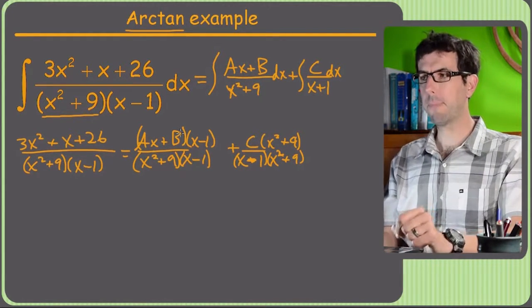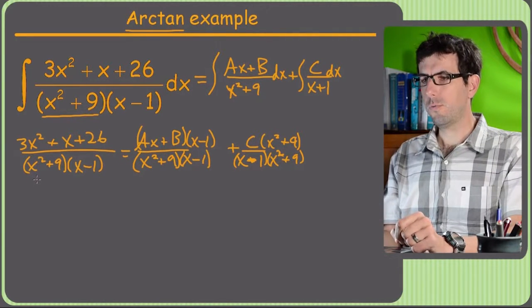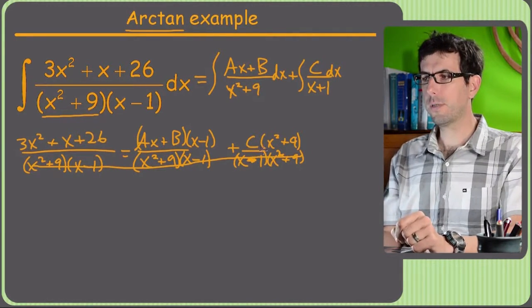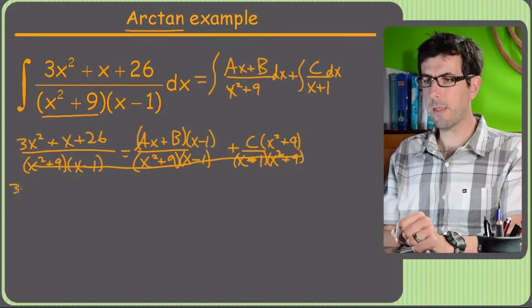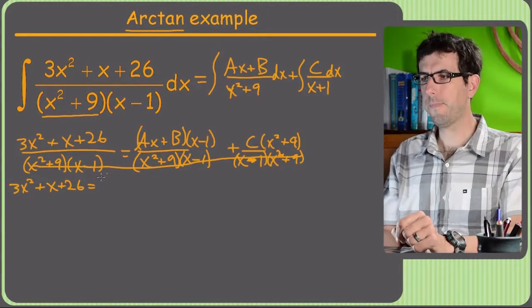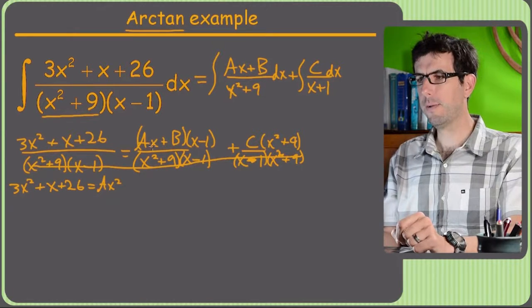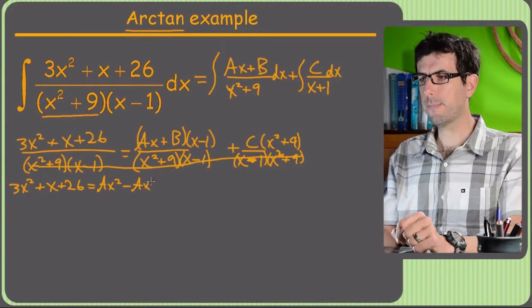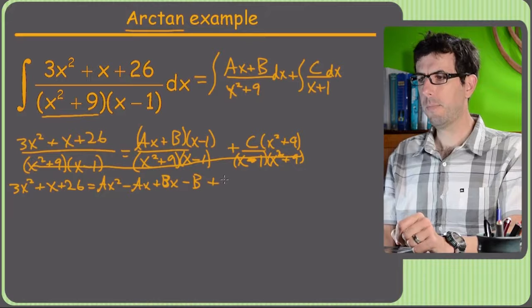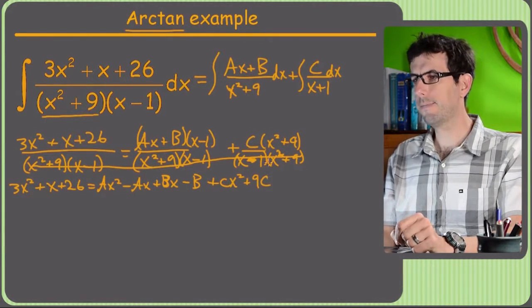Alright, so big mess, but we can work it out. So don't need to worry about denominators anymore since they're all matched up. So on the left I've got 3x squared plus x plus 26. On the right I've got a factor, ax squared minus ax plus bx minus b plus cx squared plus 9c.